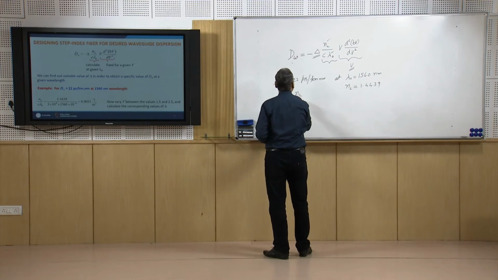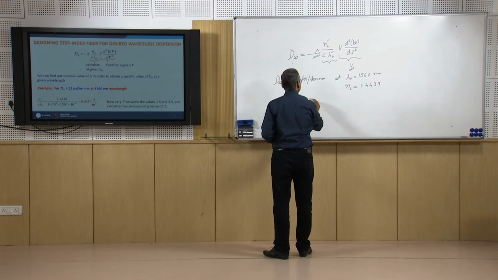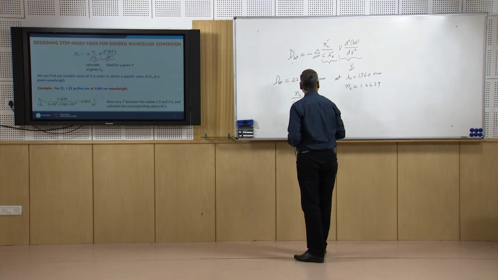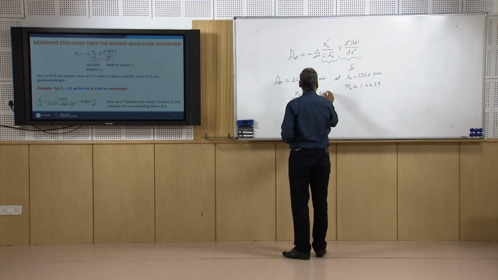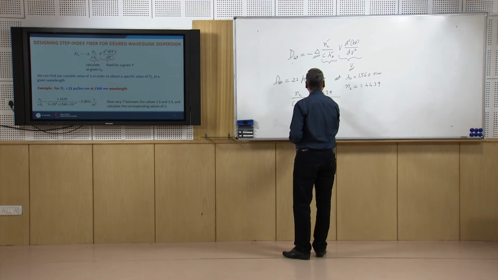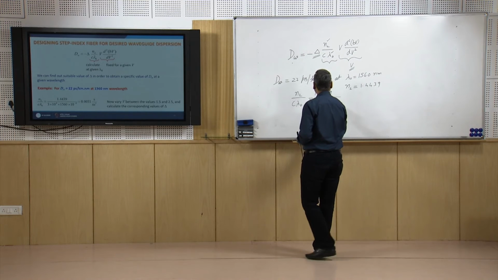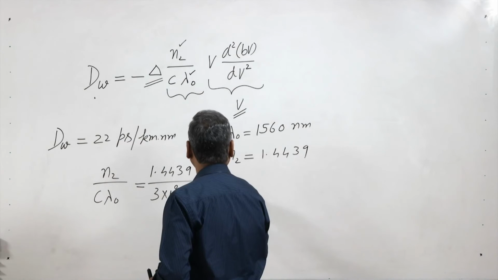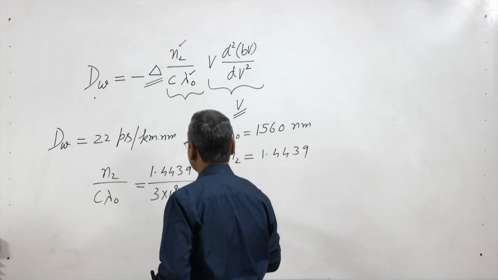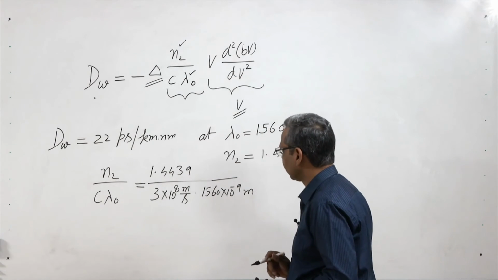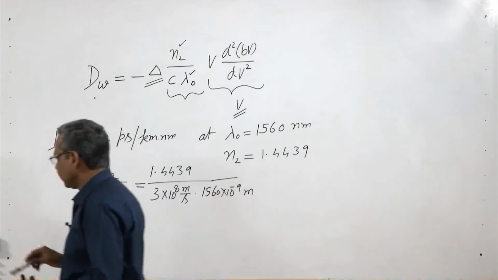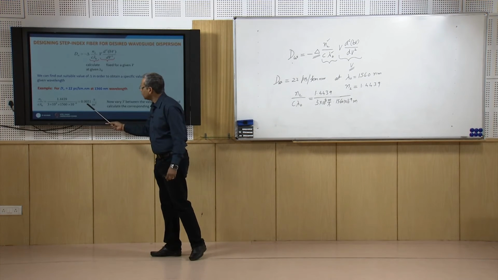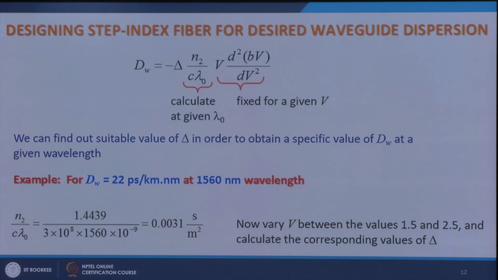N2 divided by C lambda naught is fixed as soon as I fix this wavelength 1560 nanometer. So, it is 1.4439 divided by 3 into 10 to the power 8 meter per second times 1560 into 10 to the power minus 9 meters. This is the wavelength. So, if I work this out, this comes out to be 0.0031 second over meter square.